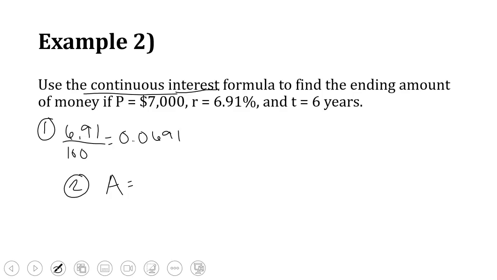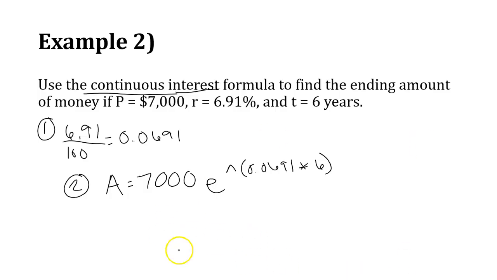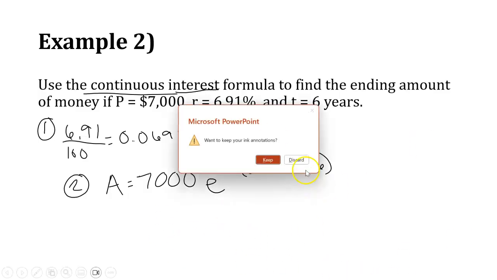So you put the P, the principal is 7,000. And then we have our E raised to, and then make sure your parentheses are open. Put your new decimal because the next is R times T. So our R is our new decimal times the T is 6. So let's plug that into our calculator.